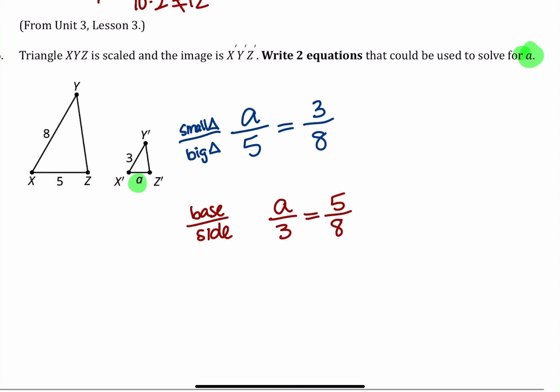So these are technically 2 different equations, but their result is the same, because either way you would be cross multiplying, or multiplying by the number diagonally across. So 8 would be multiplying with A, and 5 would be multiplying by 3 in both of these situations, which would give us the same answer. And we don't actually have to solve for A. We just need to write two equations.